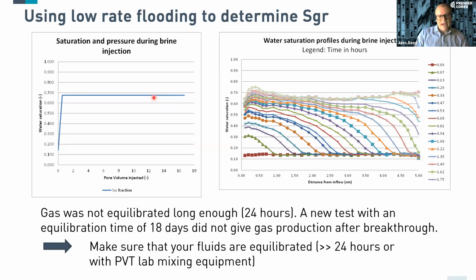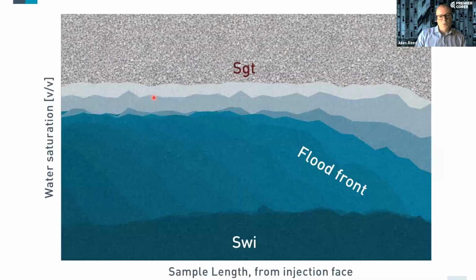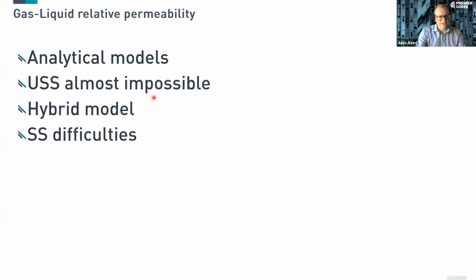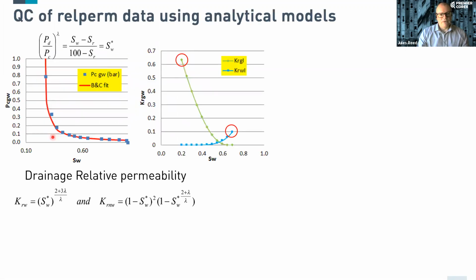So you cannot get unsteady state relative permeability data from a water flood gas test. What you could do though is, I'll describe this hybrid model, or you can do steady state testing, but steady state is also difficult. So here's one potential analytical model you could use.